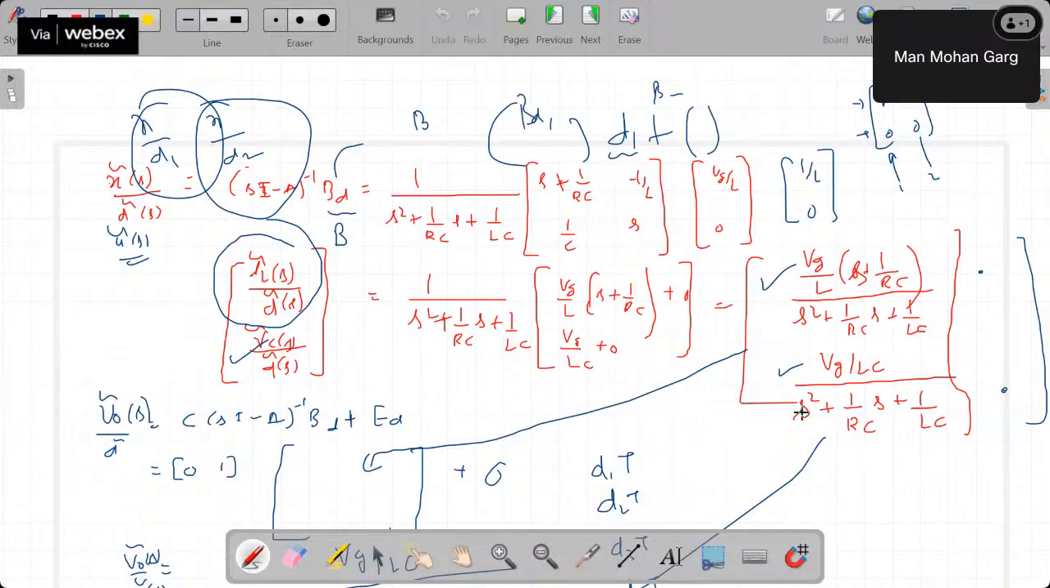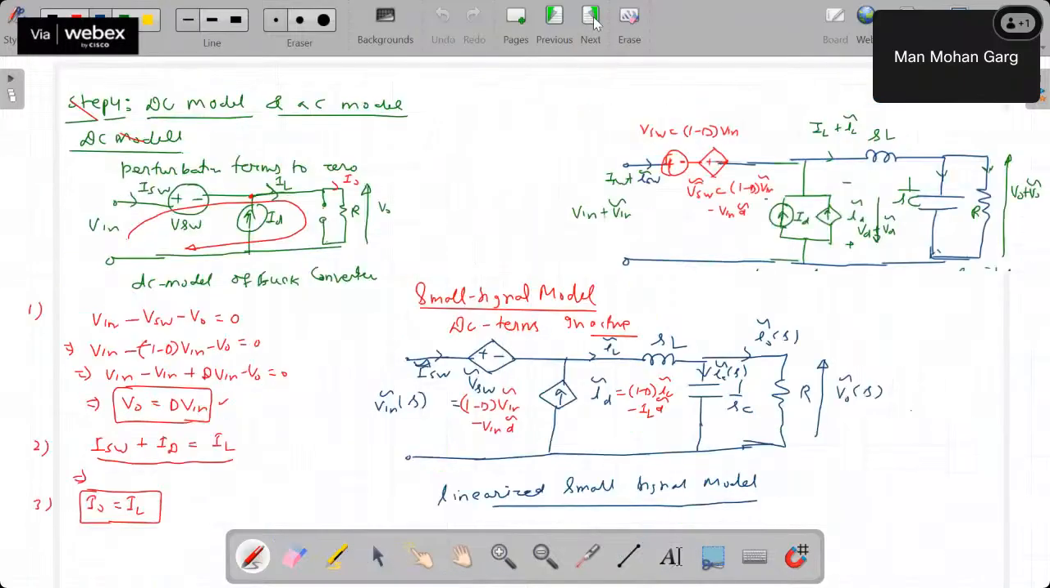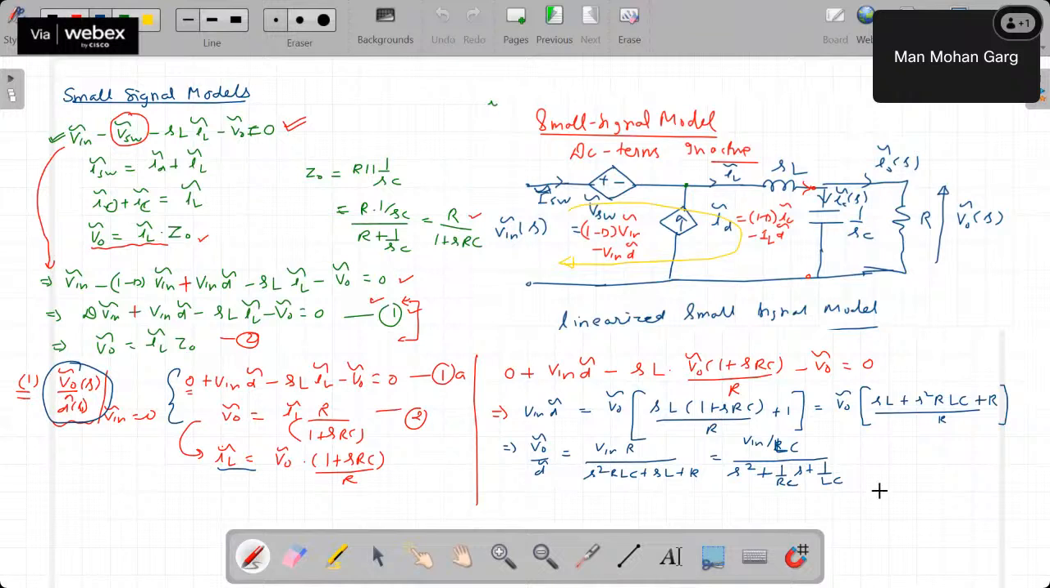You can see Vg upon LC, S square plus 1 upon RC S plus 1 upon LC. So the same equation we have obtained through this way, but the method is different. We wanted to find V naught upon D. If in the same way we want to find IL upon D, then what will we do? We will just eliminate V naught from here, so we will put V naught over there.